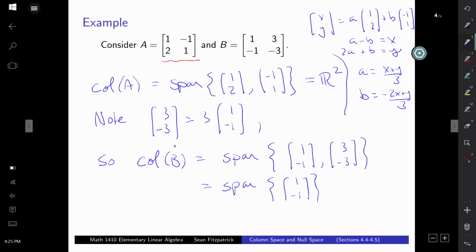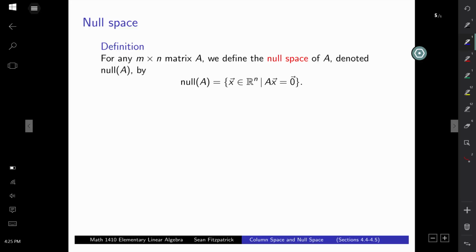And so, in this case, we simply get a line, right? In this case, it would be the line, I guess, y equals minus x, through the origin, if we wanted to describe that column space geometrically. Okay. The other thing that you can associate to a matrix is the null space.